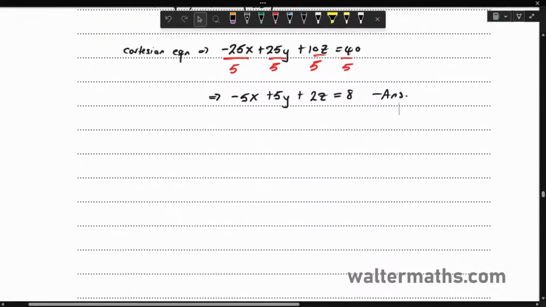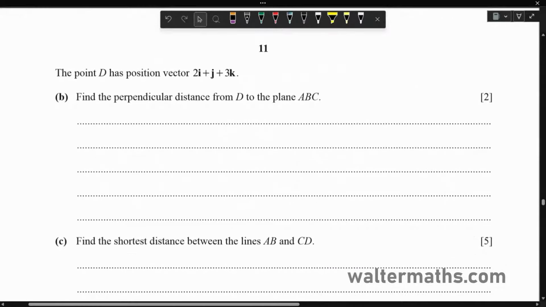Let's move on to part B. It says the point D has position vector 2i plus j plus 3k. Find the perpendicular distance from D to the plane ABC. So we have the plane ABC and a point D here, and we want the perpendicular distance.